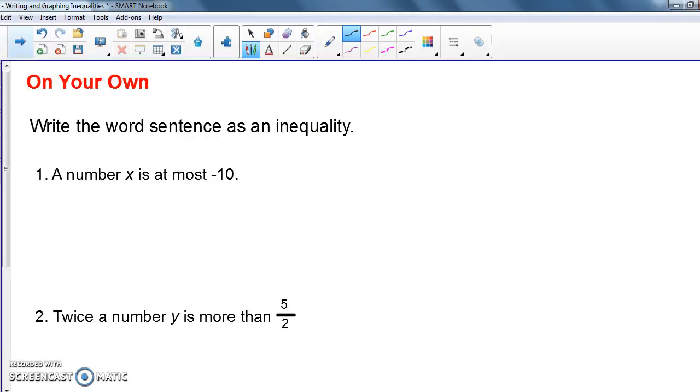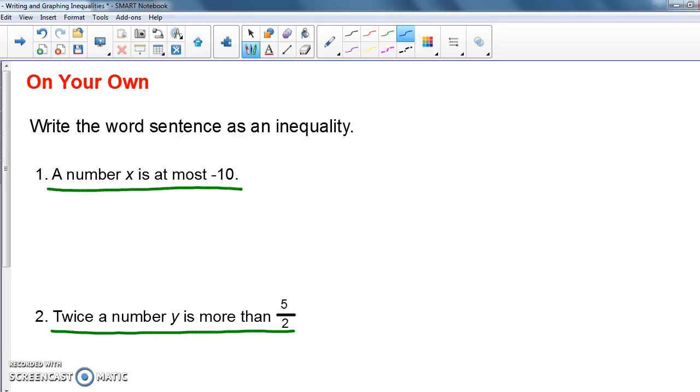What I'd like you to do now is try these two on your own. So I want you to actually copy down the words for the problem, and then do the answer. And then number 2, copy down the words, and then write the answer. So what I want you to do is pause it here, do that. When you're done, hit play, and check your answers versus mine.